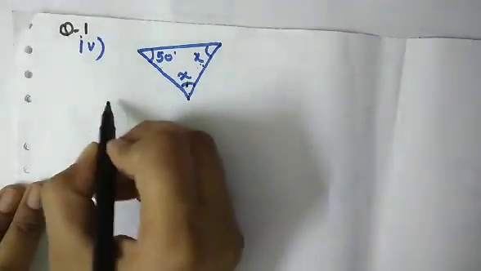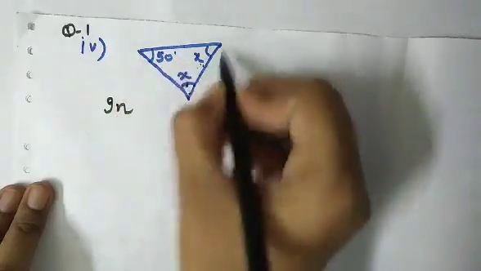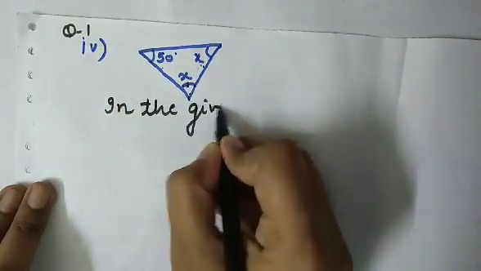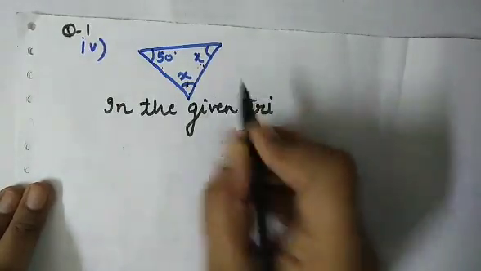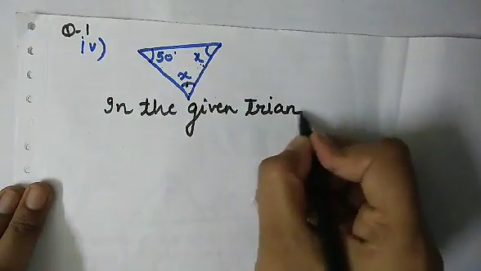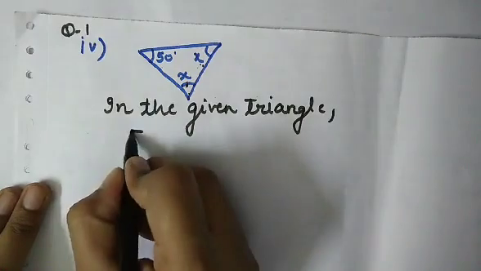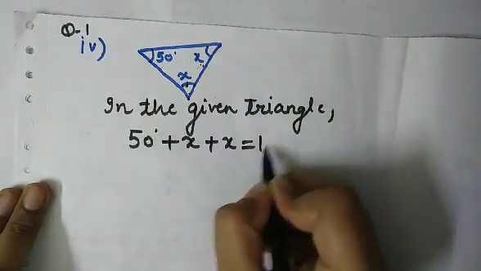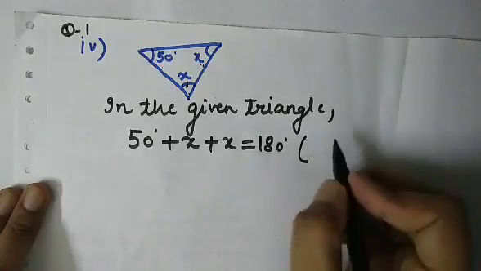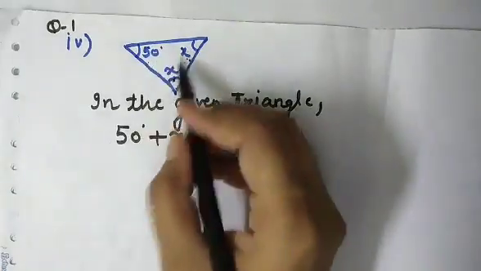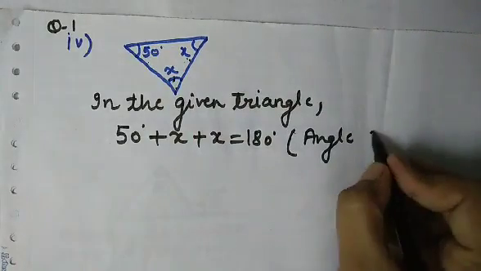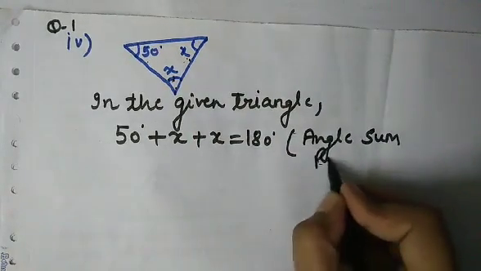So in the given triangle, as the name of the triangle is not given, I will simply write in the given triangle. Now all the angles are given, so I can apply the angle sum property. So 50 degree plus x plus x equals 180 degree. This is the reason you have to write: as these are the angles of a triangle, their sum must be 180 by angle sum property.